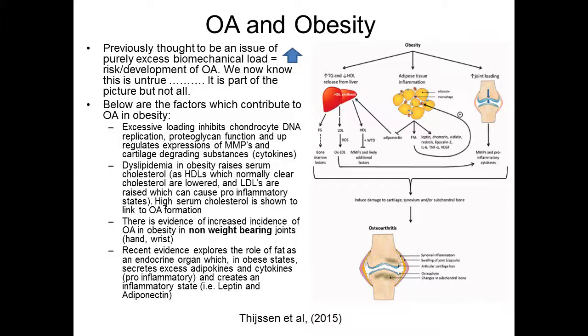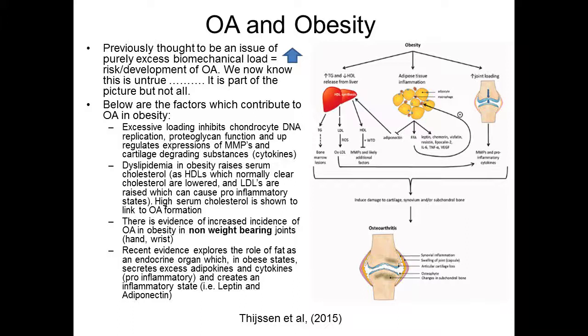Dyslipidemia and obesity raises serum cholesterol. HDLs, which normally clear cholesterol, are lowered, and LDLs are raised, which can cause pro-inflammatory states. So high serum cholesterol is shown to link to osteoarthritis formation because it induces a kind of low-grade inflammation, which is why, if we look at the next point, there is evidence of increased incidence of osteoarthritis and obesity in non-weight-bearing joints, which right away discounts the idea that it is purely due to a weight-bearing excess load entity. There are other biochemical factors involved, some of which we're now outlining.